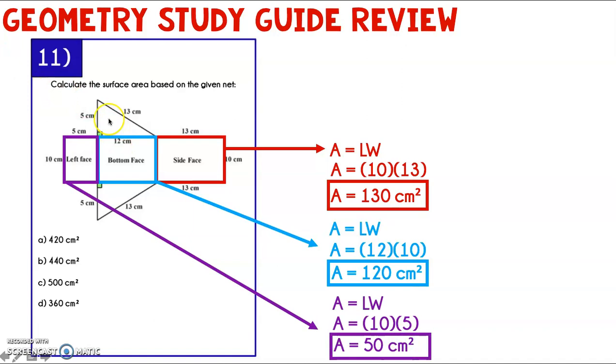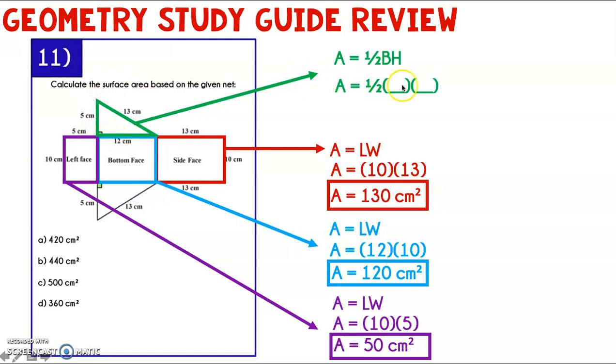All right, so now let's take a look at our triangular pieces. We know that the area formula for a triangle is area equals 1/2 base times height. The base of the triangle is 12. The height of the triangle is 5. So the area of the triangular piece is 30 centimeters squared. Now, we do have another triangle down here. It has a base of 12 and a height of 5, so we know that it's also 30 centimeters squared.